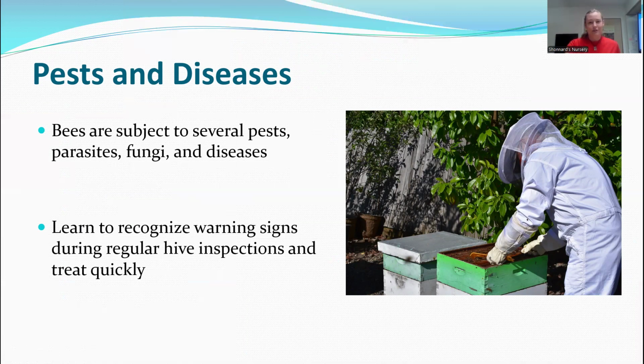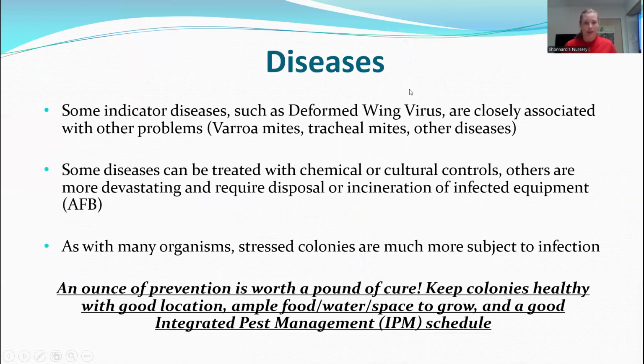So bees are subject to several pests, parasites, fungi, and diseases. It's good to recognize warning signs during regular hive inspections, see that changes are happening and understand what you can do to prevent them from going full scale, treat them quickly. There are indicator diseases such as deformed wing virus that you can see on adult honeybees that tell you, hey, something's going on. They're closely associated with varroa mites. Varroa mites are vectors for deformed wing virus. So if you see deformed wing, you know you have a bad mite infestation you need to treat right away.